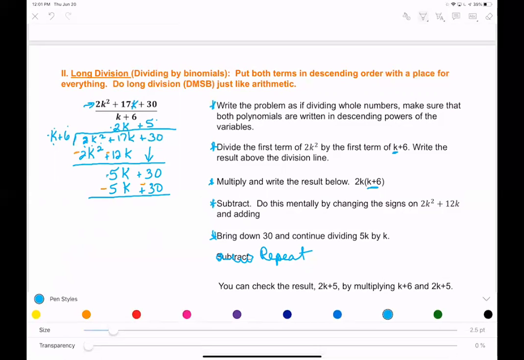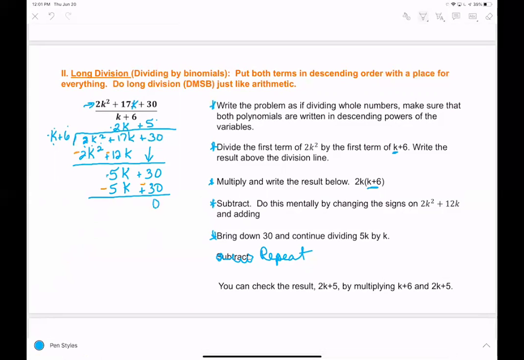And of course, that cancels here. 30 minus 30 is 0. So this is the remainder, which is 0. So the answer is 2k plus 5. If you want to, you can check this by multiplying out the 2k plus 5 and the k plus 6, and you should get this right here.